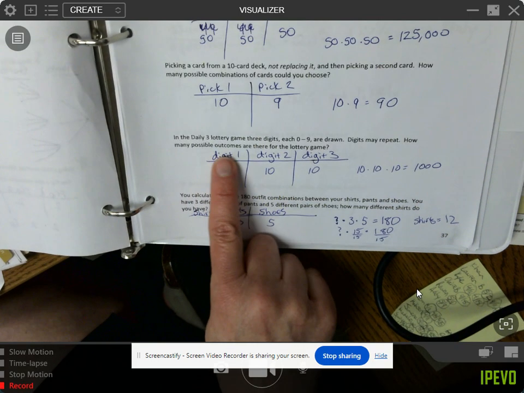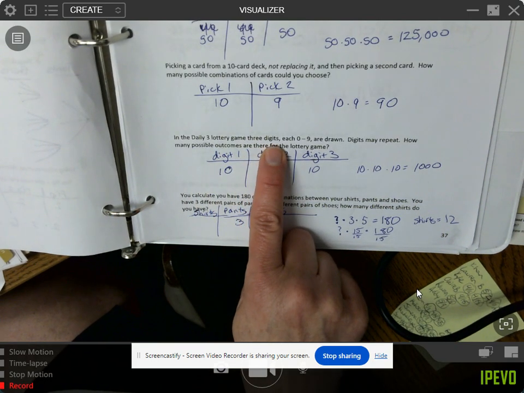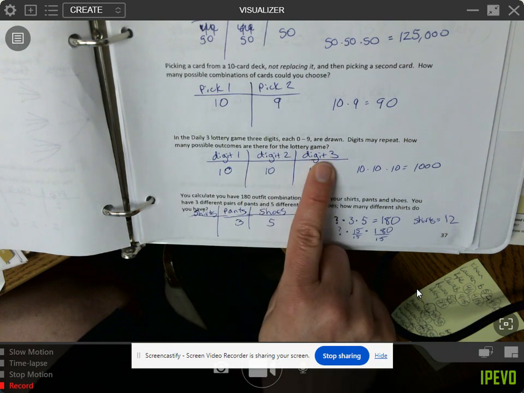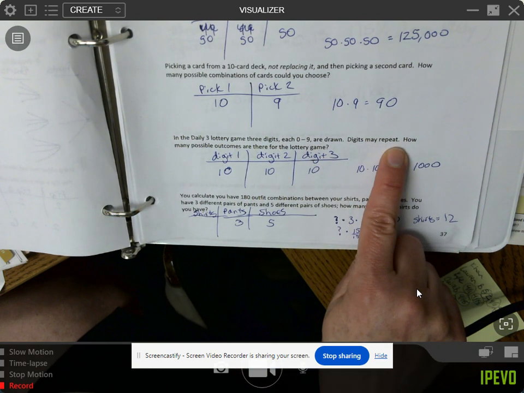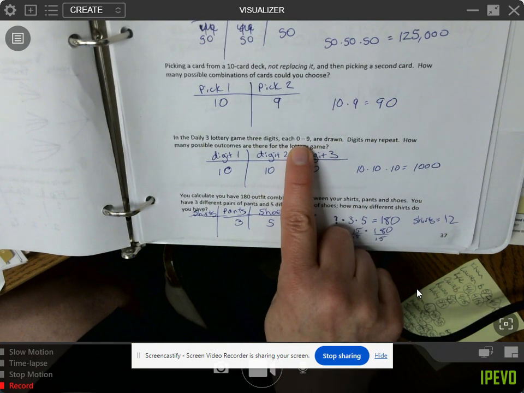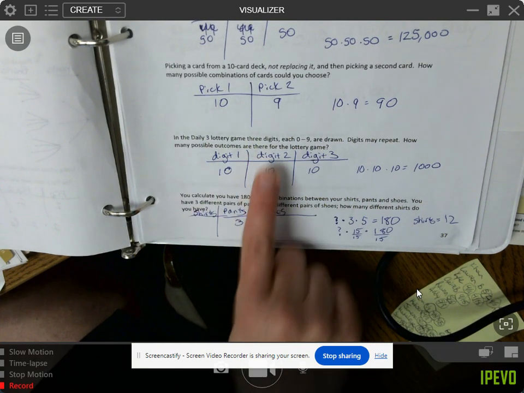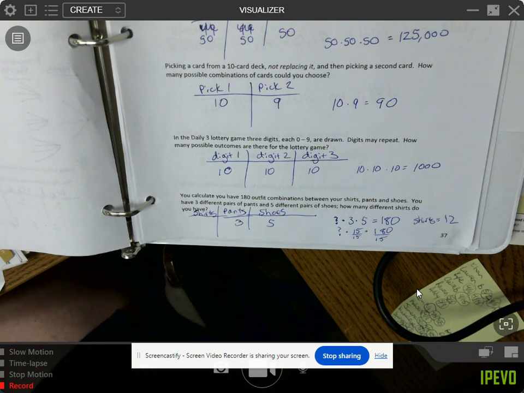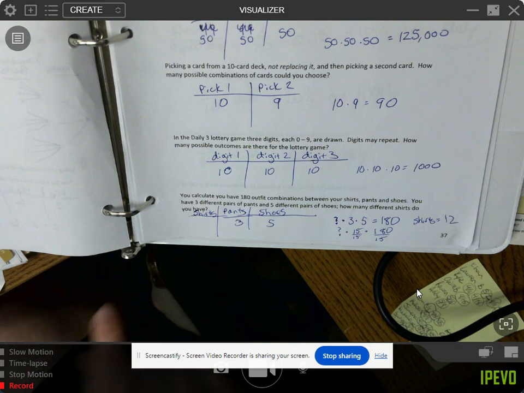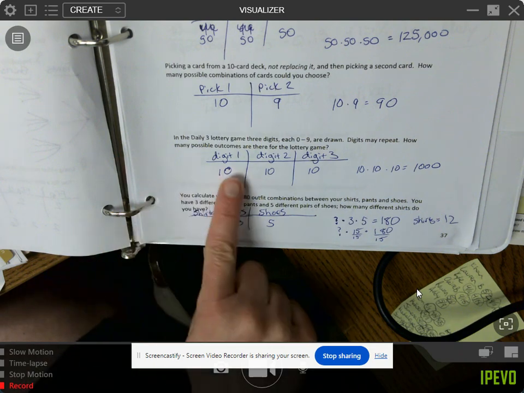In the daily 3 lottery game, 3 digits, how many events is that going to be? 3 events. First digit, second digit, third digit. Digits may repeat. They are numbers 0 to 9. How many possible outcomes are there? So if I've got 0 to 9, that is 10 numbers because 0 counts. 1 to 9 would be 9 numbers. But we also put in a 0, so there are 10 numbers to choose from for our first digit.